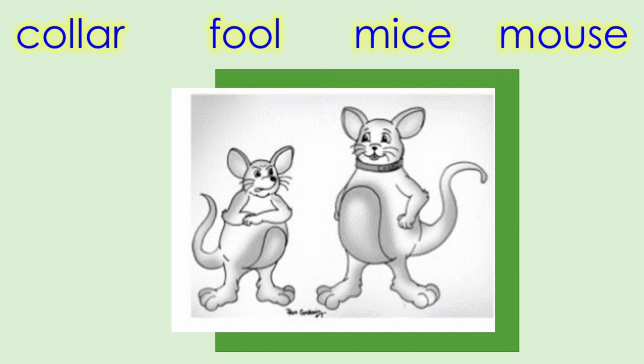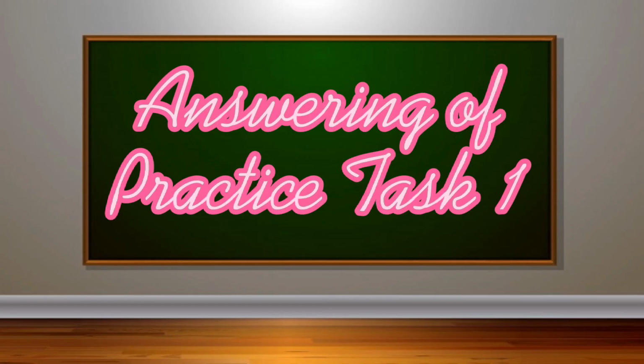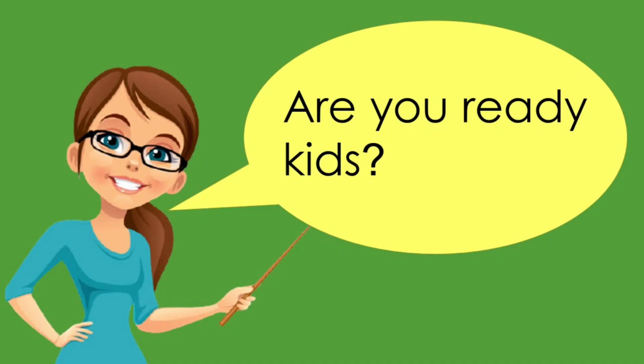Take number 1 as your example. I can see 2 blank. The answer is mice. Great! Now, let's proceed to the next task. For practice task 2, we are going to supply the missing words in this story about Max. Write your answer on the space provided in each sentence. Are you ready, kids?